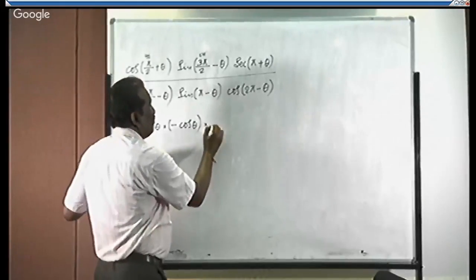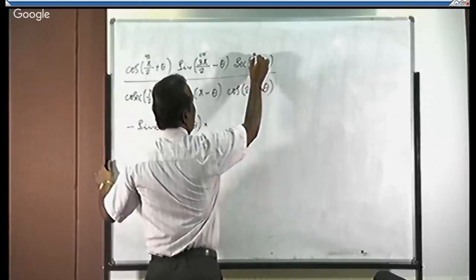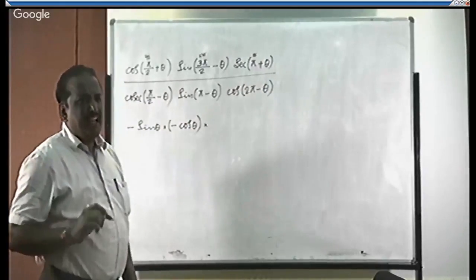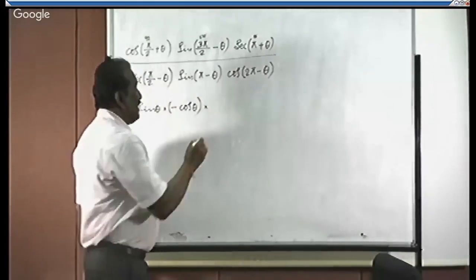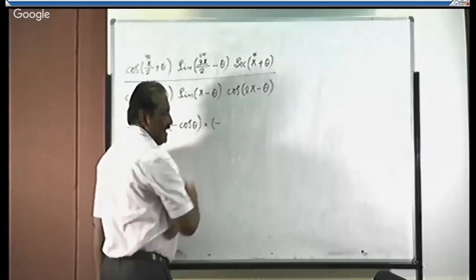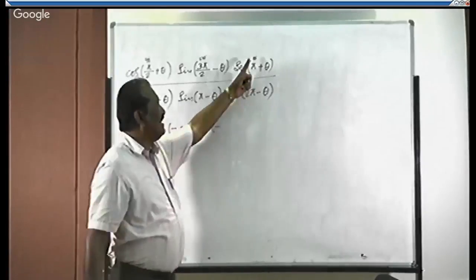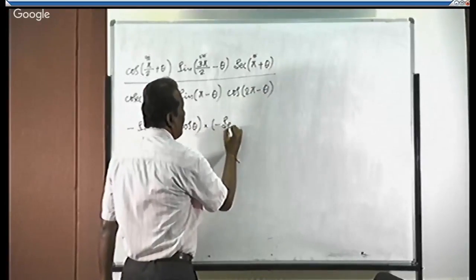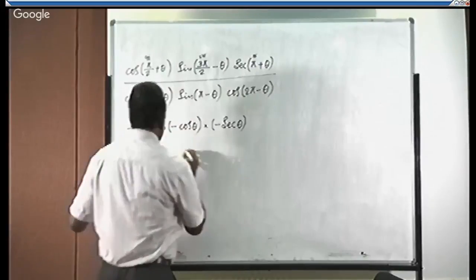Then pi means 180. It is 180 plus theta. So 180 plus theta, again it is coming under third quadrant where secant is negative. When the angle is 180 plus theta, the same trigonometric function you have to write on its opposite side, all divided by.